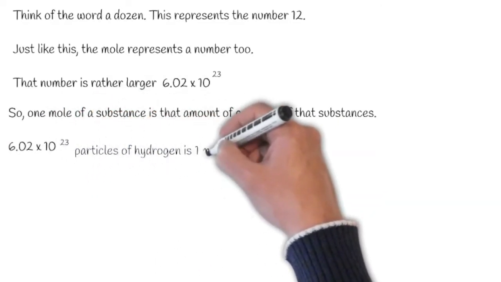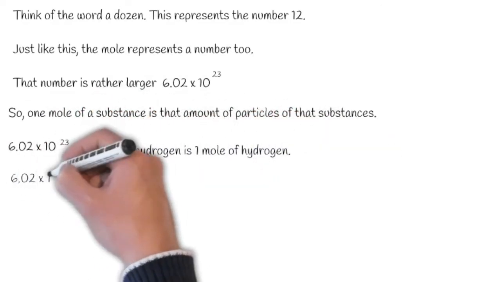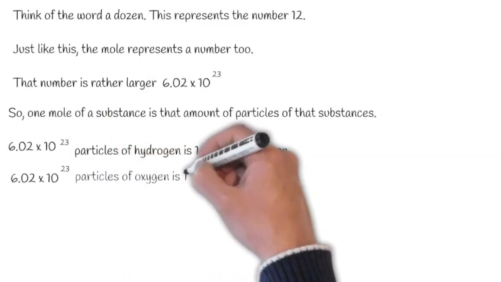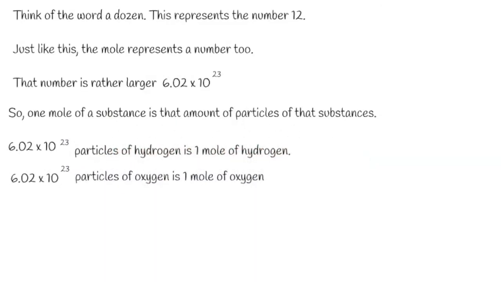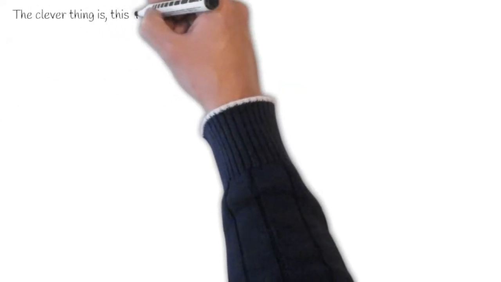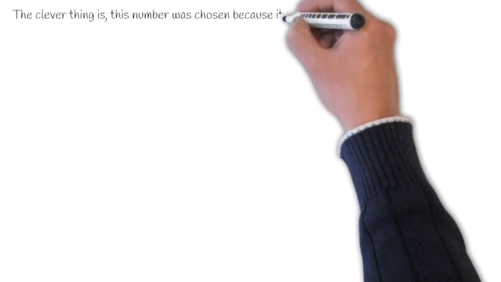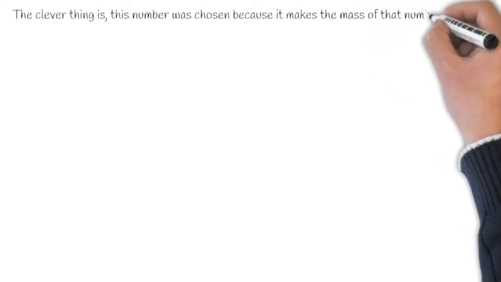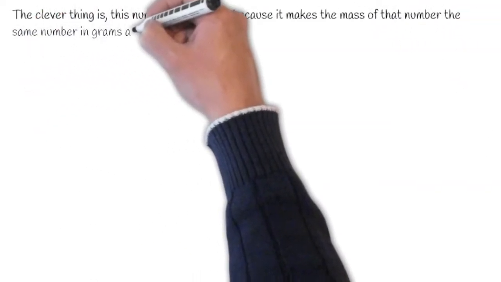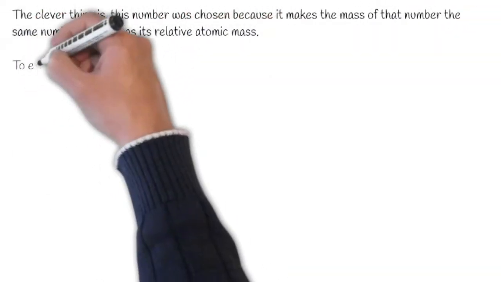6.02 times 10 to the 23 particles of hydrogen is 1 mole of hydrogen. 6.02 times 10 to the 23 particles of oxygen is 1 mole of oxygen. The clever thing is, this number was chosen because it makes the mass of that number the same number in grams as its relative atomic mass.